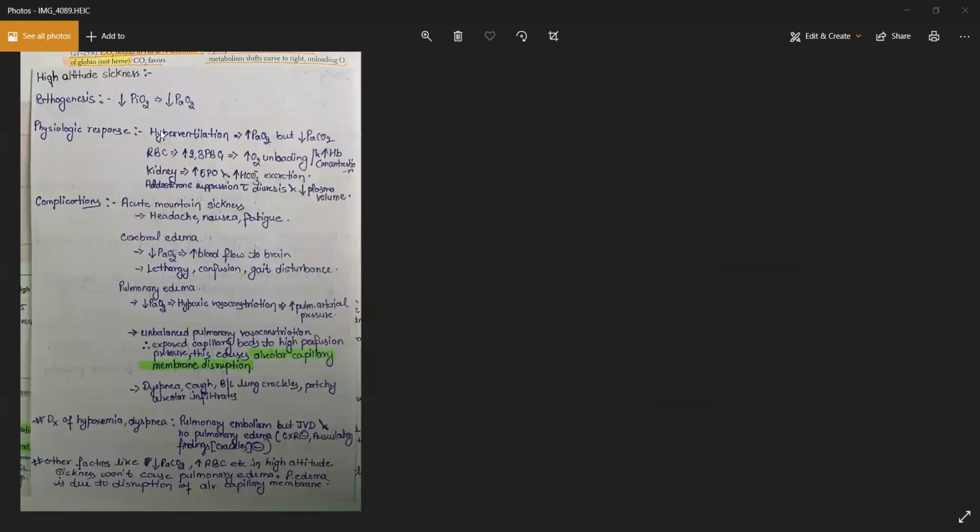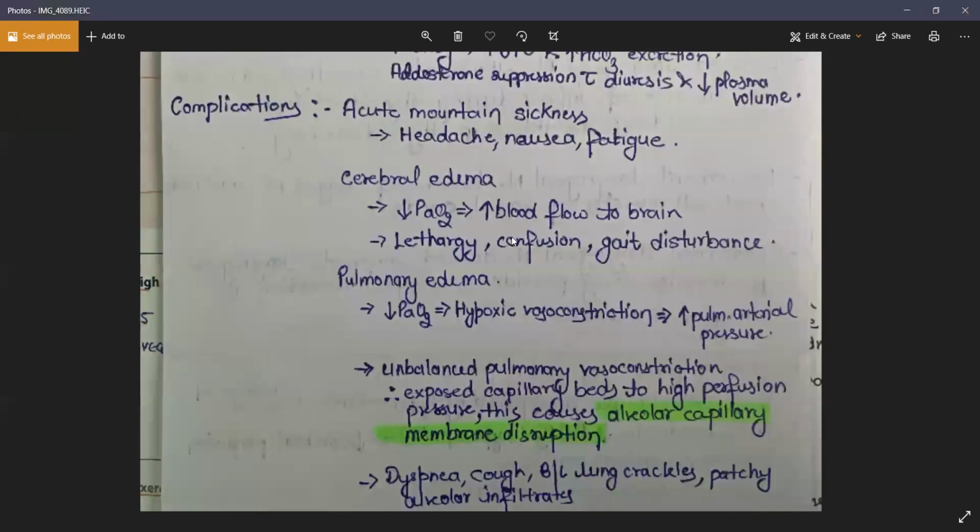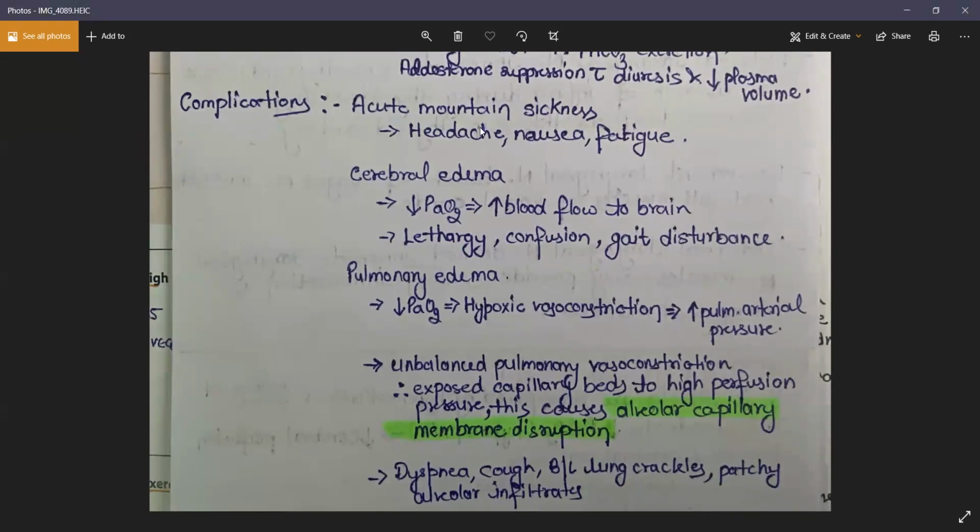I remember this also. We have discussed all the complications of high altitude sickness. You will have mountain sickness, headache, nausea, vomiting, and fatigue because of low oxygen. The patient will have cerebral edema because of low oxygen again. Lethargy, confusion, and gait disturbances could be there.